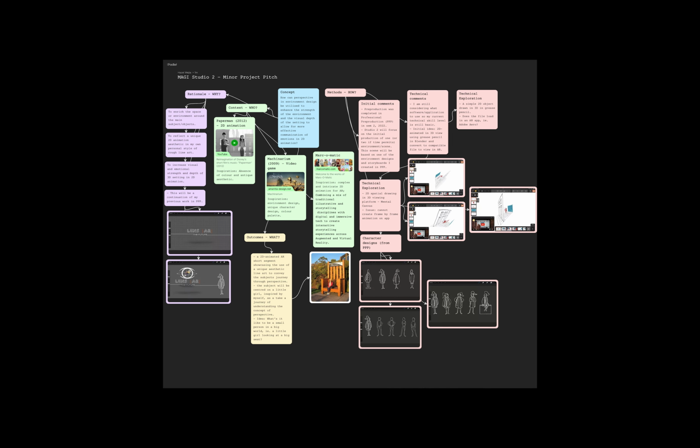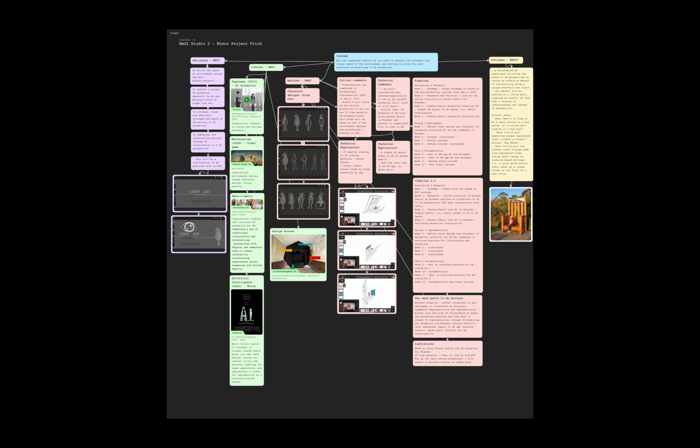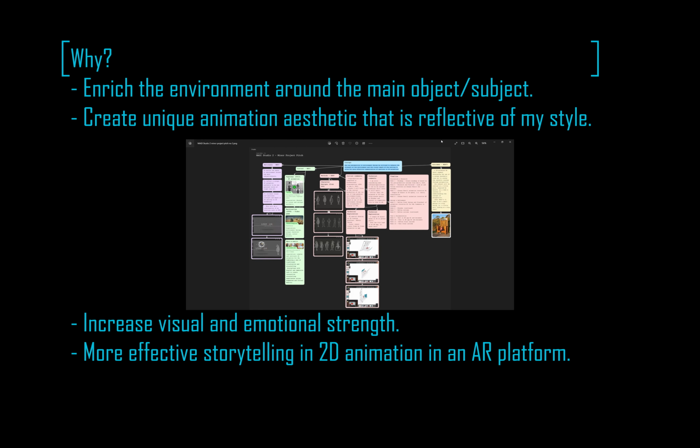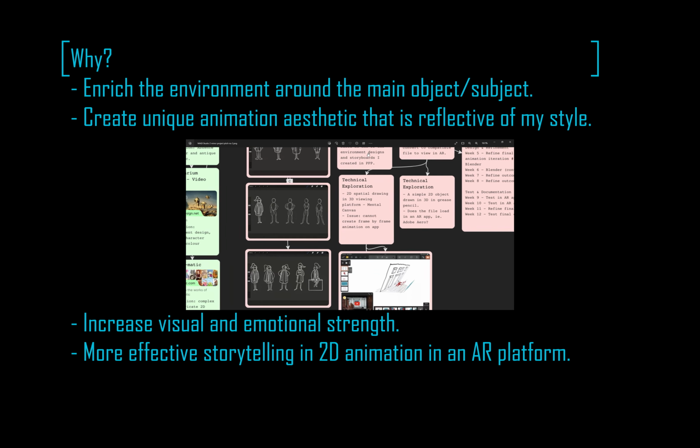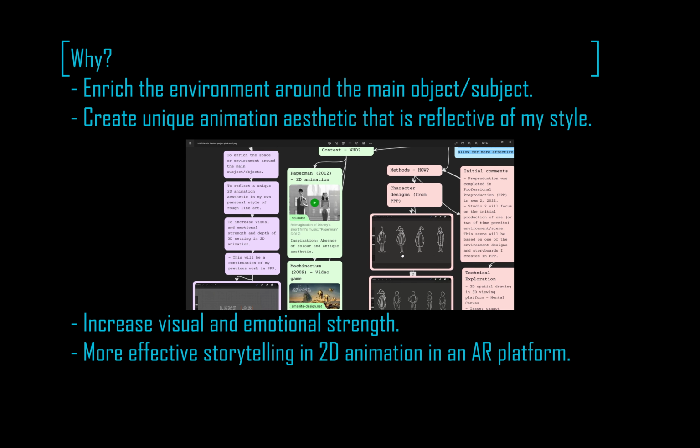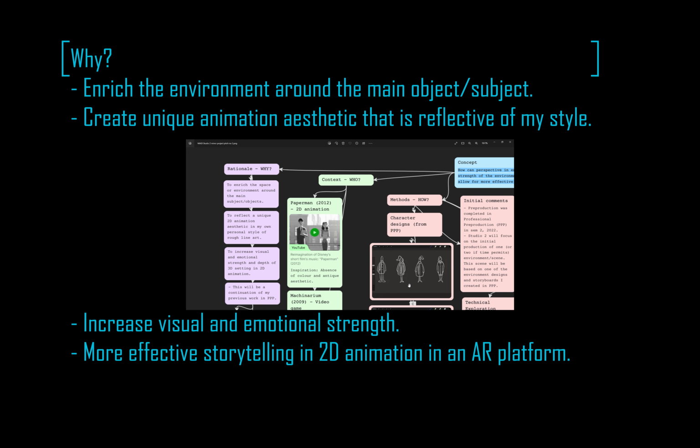My mind map went through two main iterations. After a reshuffle, I was able to see more clearly why I wanted to explore this inquiry. I wanted to see how this method can enrich the environment around the main object or subject, to reflect or showcase a unique 2D aesthetic that is reflective of my personal style or brand, to increase the visual and emotional depth of the 3D setting using 2D animation, and to get more effective storytelling in 2D animation.